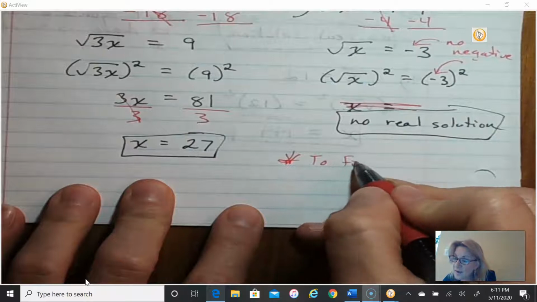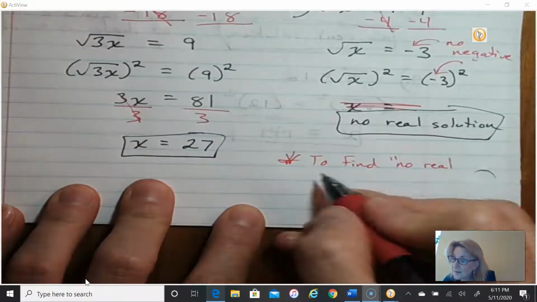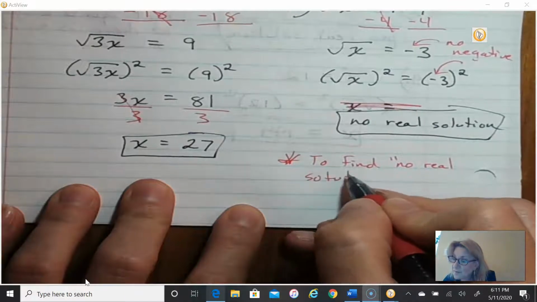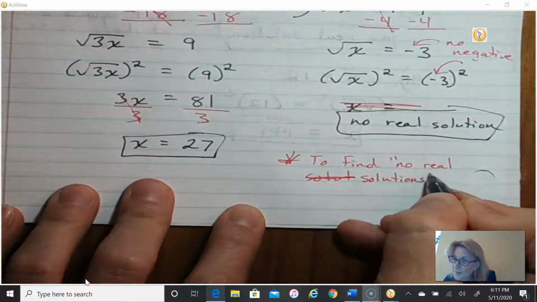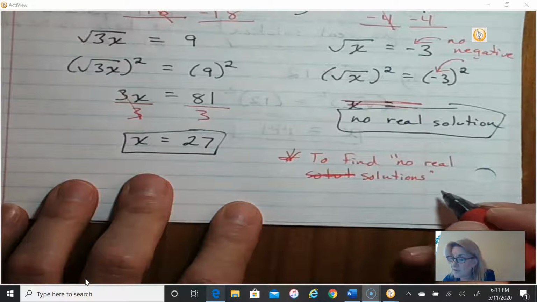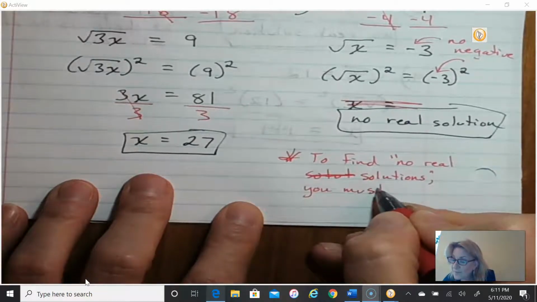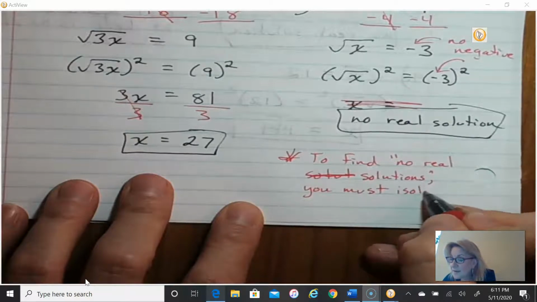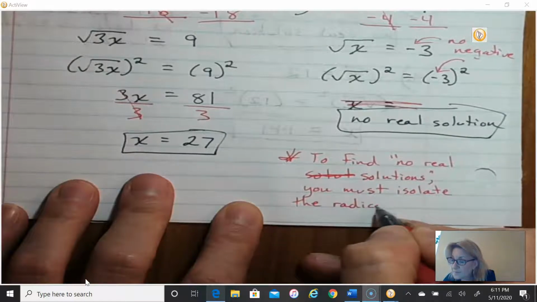To find no real solutions, you must isolate the radical first.